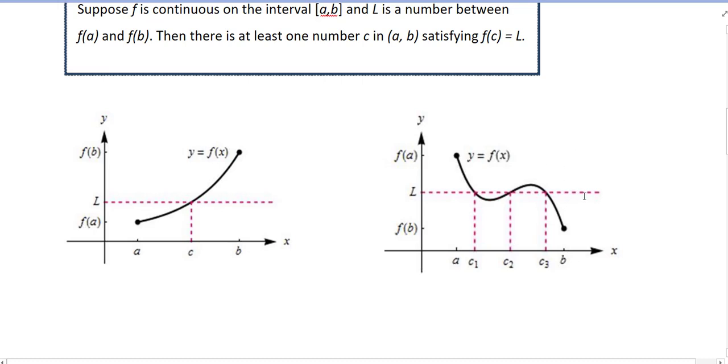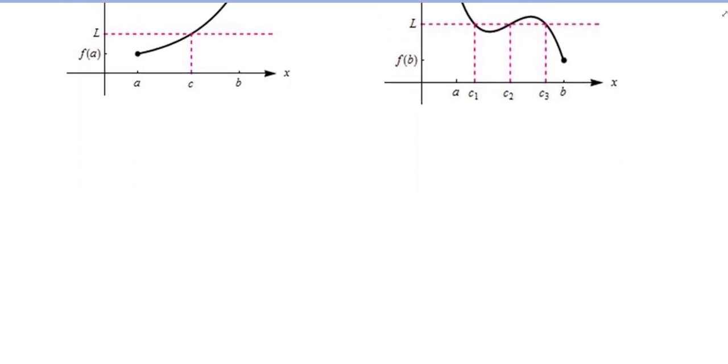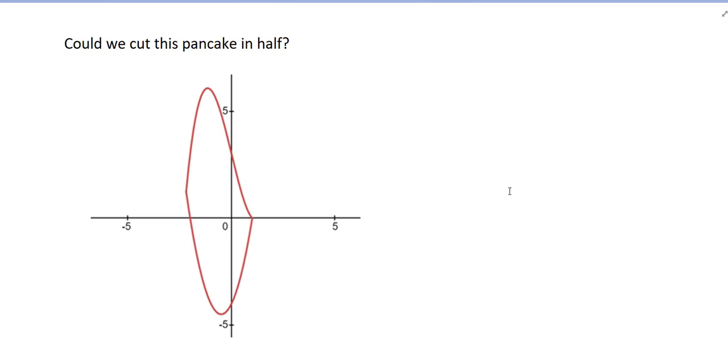Another practical application: I'm going to show you this funky looking pancake and see if we could cut it in half. If this was the last pancake at breakfast and you and somebody want to share it and you want to cut it exactly in half, how would you do that? Could you cut it in half? I know they may appear symmetric, but they're not. So how do you find the halfway point? How do you know you have exactly half the pancake?